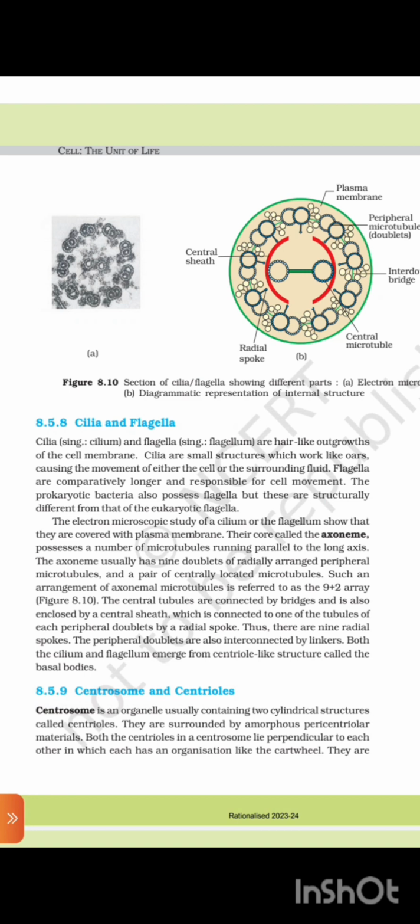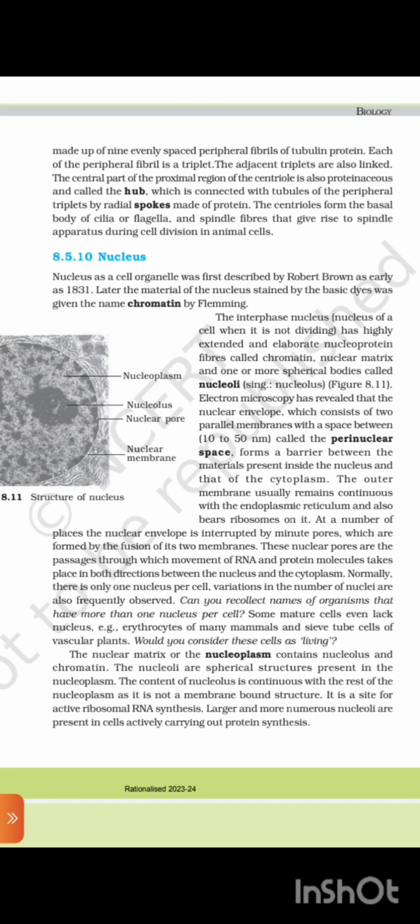8.5.9 Centrosome and centriole. A centrosome is an organelle usually containing two cylindrical structures called centrioles. They are surrounded by amorphous pericentriolar material. Both the centrioles in a centrosome lie perpendicular to each other, in which each has an organization like a cartwheel. They are made up of 9 evenly spaced peripheral fibrils of tubulin protein. Each of these peripheral fibrils is a triplet. The adjacent triplets are also linked.